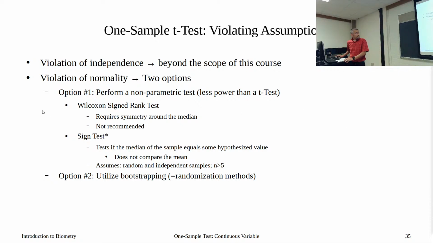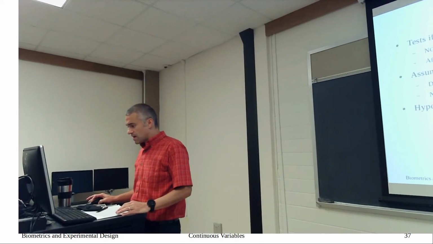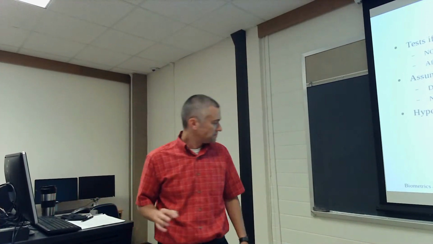Sign test. So we violate the assumption, we're non-normal. We want to go over how to do this sign test. Our sign test tests that the median is equal to some value, all right? And know that we're not comparing the mean. So how are we going to do this? I'm going to transition to the board. I'm going to give you a data set to show you how we're actually doing it.